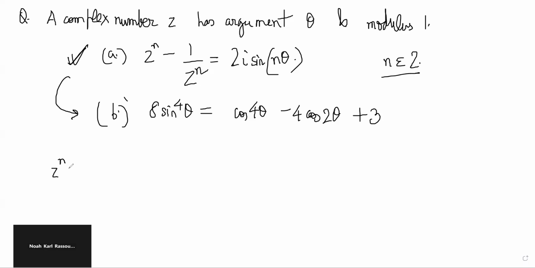What is z power n? Z power n would be 2i sine n theta plus 1 over z power n. You have to show this. What are you trying to do here? This is not a relation that is given. You have to prove it.